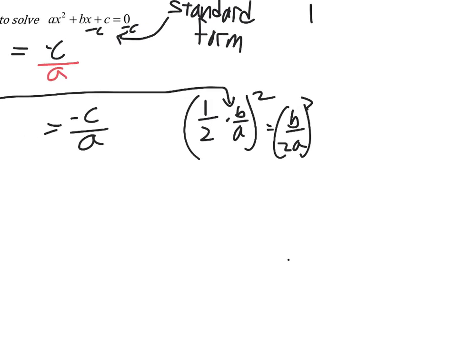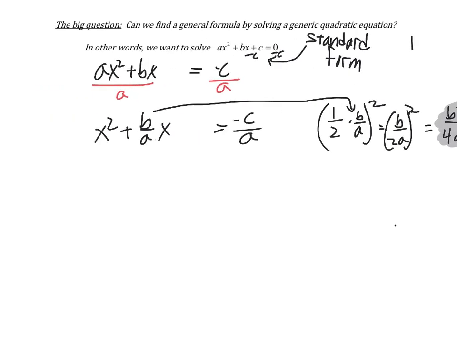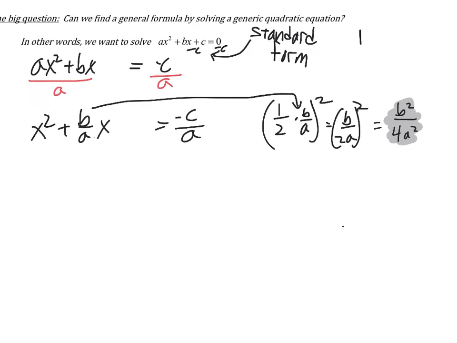And that's going to be b squared over 4a squared. We're going to square the top, square the bottom. All right, so that's what we want to add there to complete the square: b squared over 4a squared. So we've got to add that to both sides. Now let's not get ourselves too confused. That's just a little side thought there. So we're going to add b squared over 4a squared.